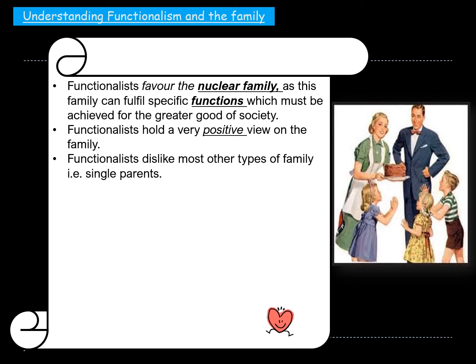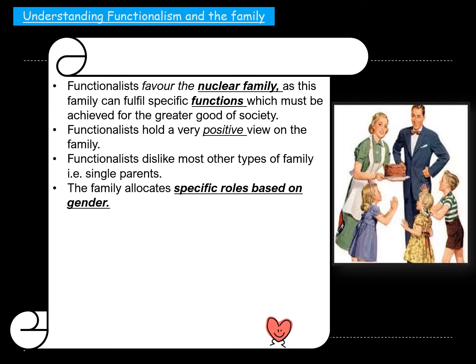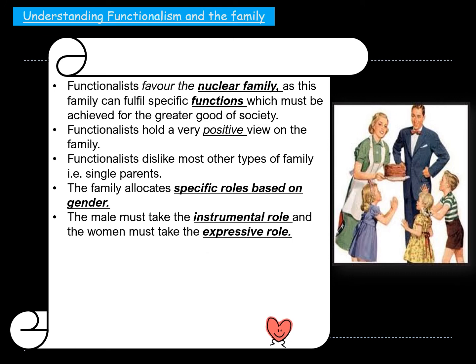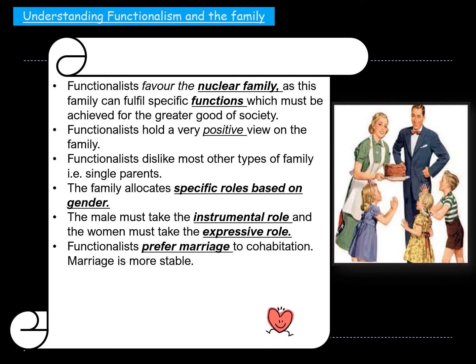Single parent families in particular, they would say, are not able to fulfill the specific functions of the family. The family allocates specific gender roles, so the male has the instrumental role and the female takes the expressive role. The instrumental role is the breadwinning role, going out to work, and the expressive role is staying at home, being a homemaker, looking after the children. Functionalists prefer marriage to cohabitation because they believe that marriage is more stable, so the family unit will stay together for longer and provide stability for the children.